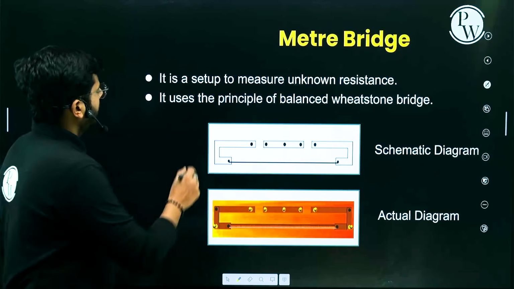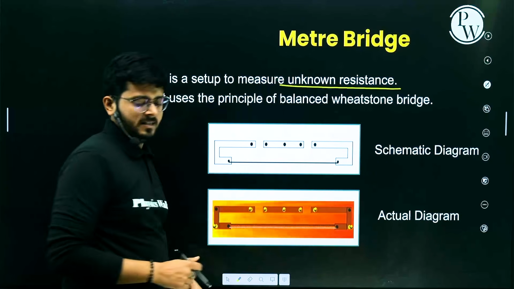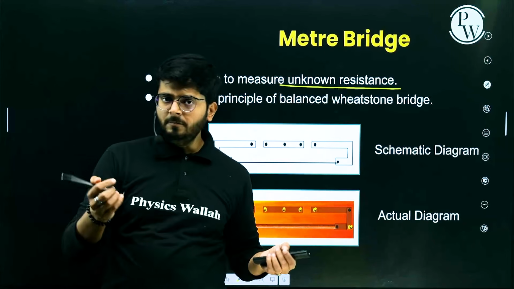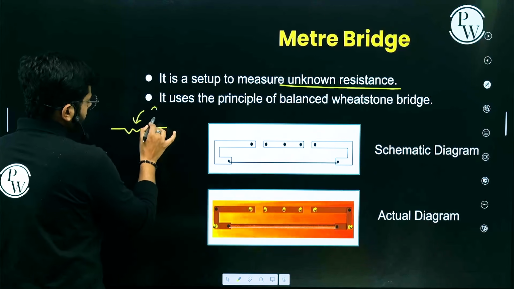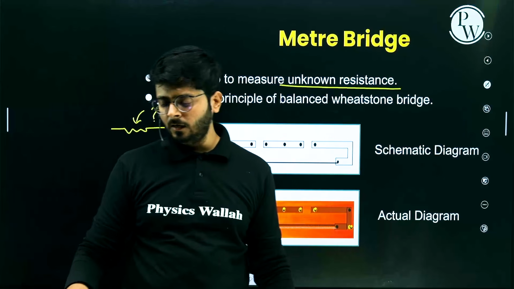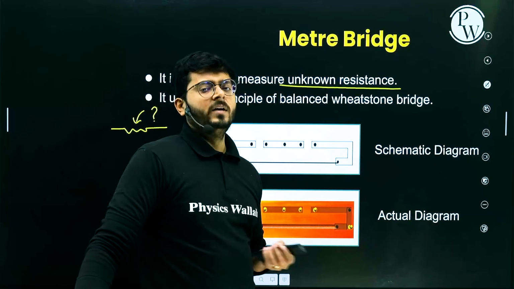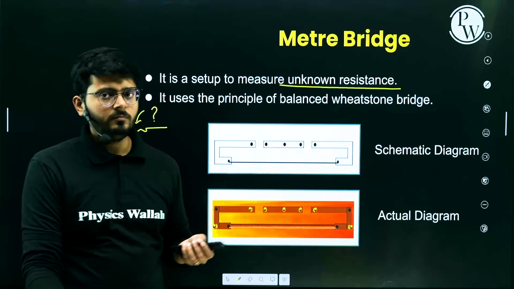Okay, so it is a setup that can help us measure the unknown resistance. So let's say that we have a wire, right? We just randomly found a wire somewhere on the road and we don't know the resistance of this wire. So how can you find out the resistance of this unknown wire? We can say with the help of Metre Bridge, we can find out the resistance of unknown wire, right?